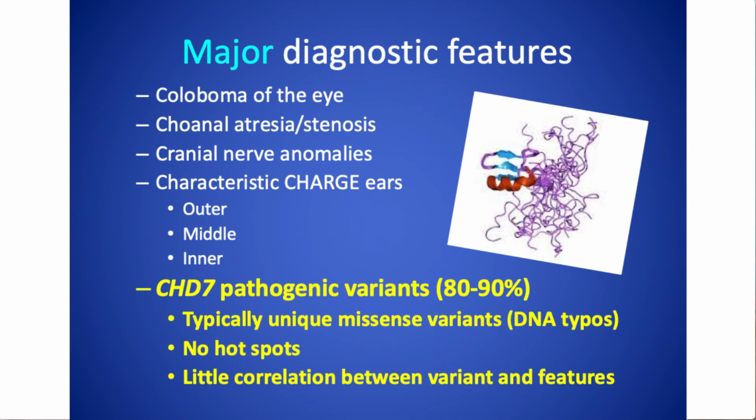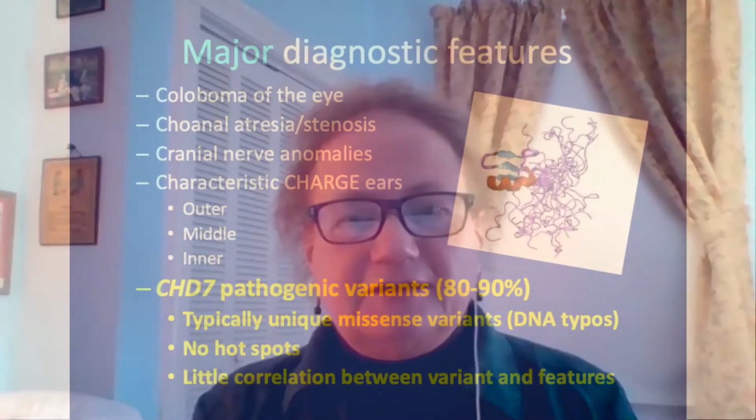The last of the major diagnostic features is the genetics, CHD7 pathogenic variants or mutations. About 80 to 90% of people with CHARGE have pathogenic variants in CHD7 that we're able to identify with current technology. That's changed as the technology has gotten better, but it's probably never going to be 100%. Typically, these are what are called unique missense variants.